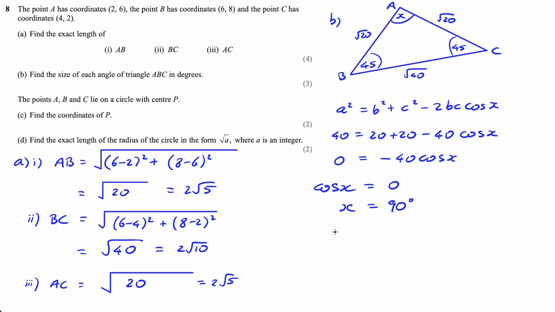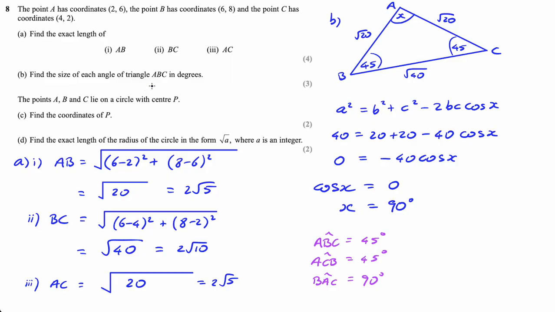Let's just write it like this. Angle ABC is 45, angle ACB is 45, and angle BAC equals 90, all in degrees. Okay, let us continue. Part C. The points A, B, and C lie on a circle with center P. Find the coordinates of P.